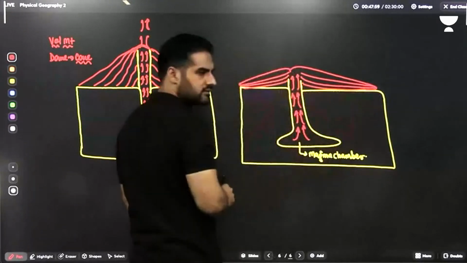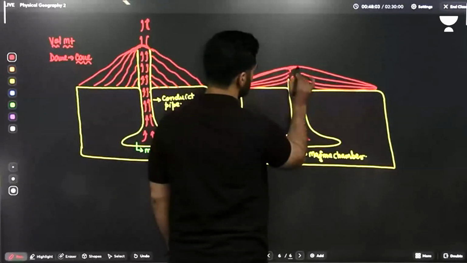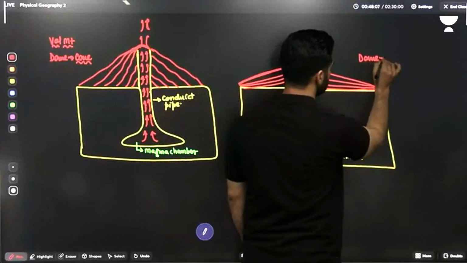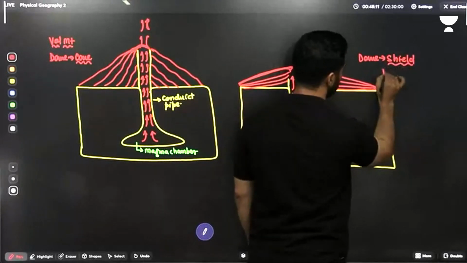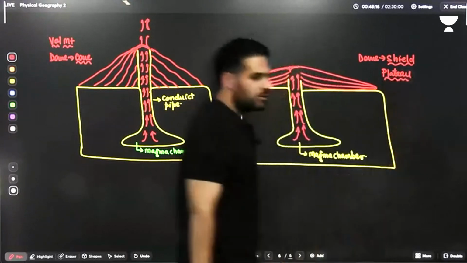Am I clear like this? ये समझ आ रहा है? It is also dome shape. But what type of dome is this? Shield shape. What we call it? Shield. It gives rise to plateaus. What it gives rise to? Plateaus. Deccan Plateau of India.